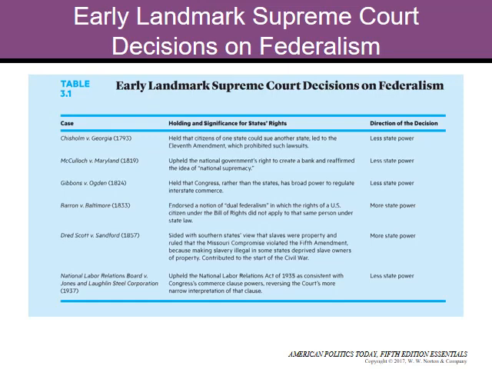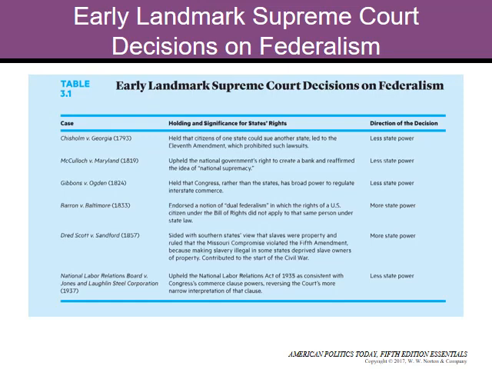Gibbons versus Ogden in 1824 held that Congress, rather than the states, had the power to regulate interstate commerce. That again lessens state power. Barron versus Baltimore, 1833, endorsed the notion of dual federalism, in which the rights of a U.S. citizen under the Bill of Rights did not apply to that of the same person under state law.